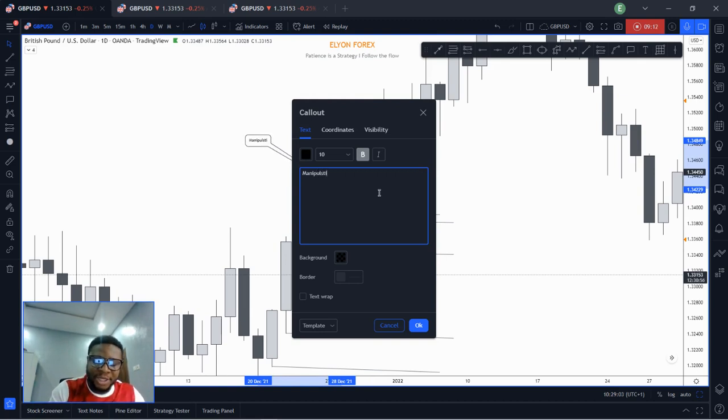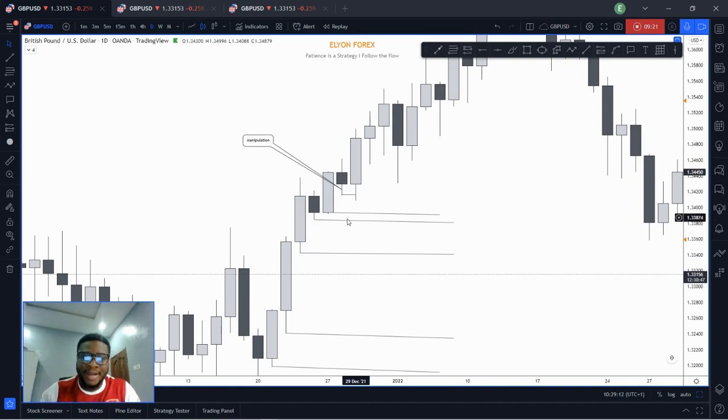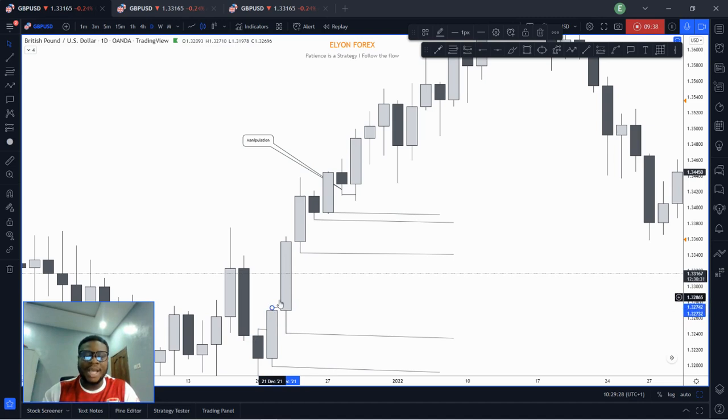Since this is a manipulation, remember in a bullish order flow, we want to see the manipulation of lows and break of structure of highs. And as we can see, here we had a break of structure because the body closed above the wick of the previous daily candle. Here also we had a break of structure because this body closed above the previous daily high. This one also closed above the previous daily wick.